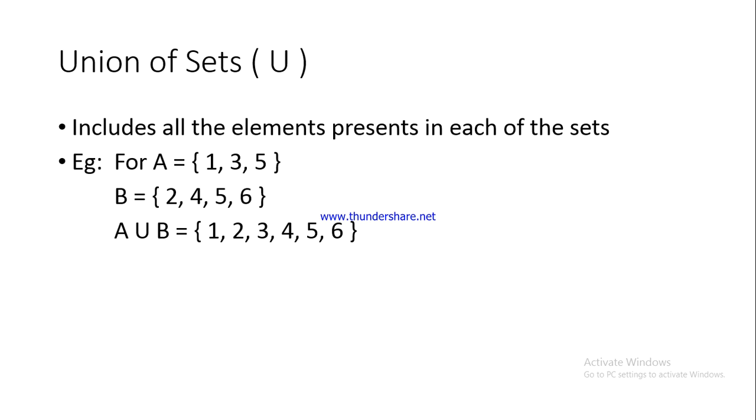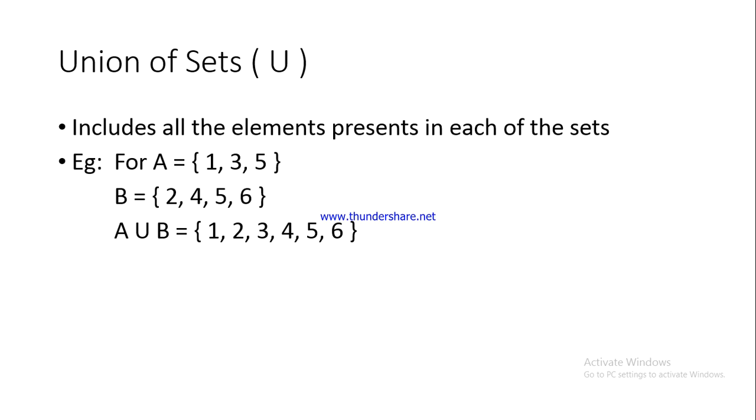So let's take an example. For example, if we have got two sets, one is A which has three elements 1, 3 and 5, the other one is B which has 4 elements 2, 4, 5 and 6. Now if I want to find out the value of A union B, it should include all the elements present in each of the sets.